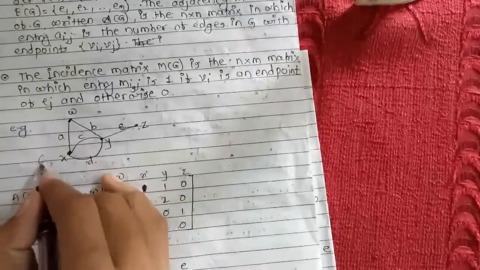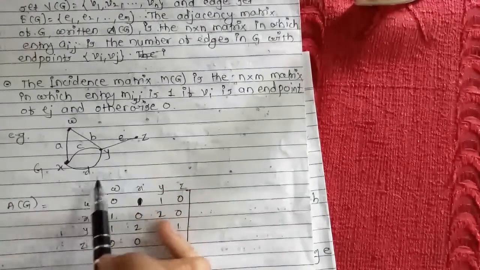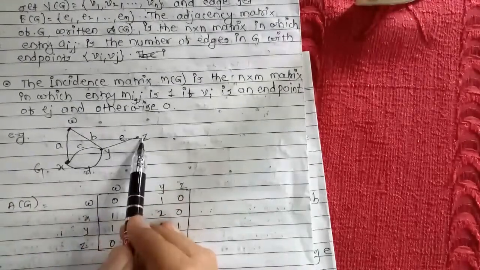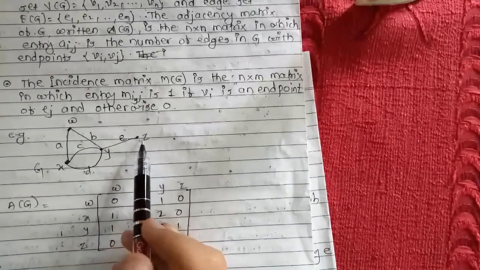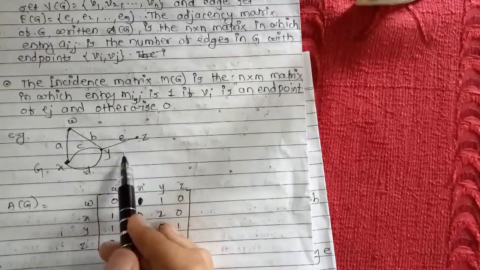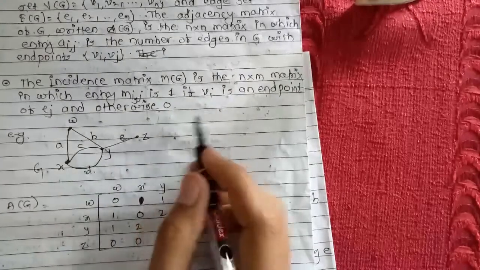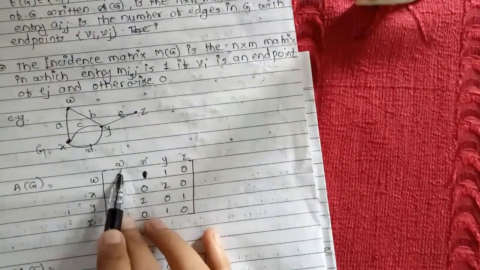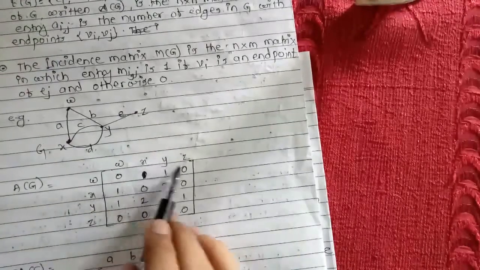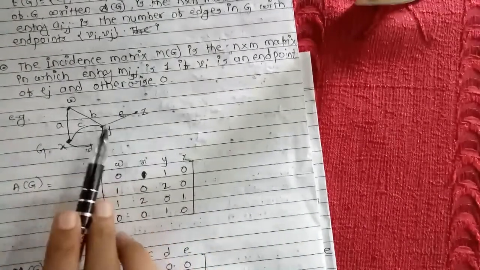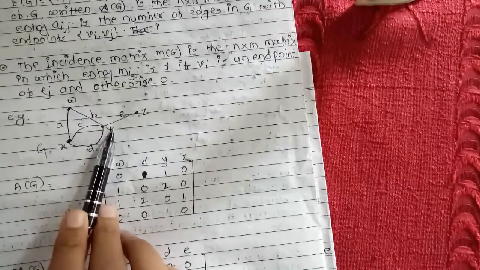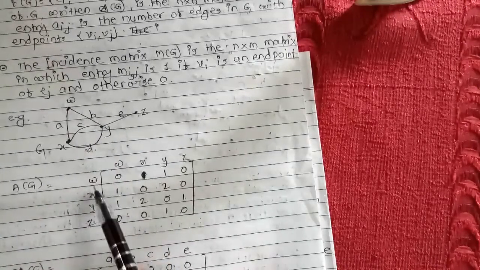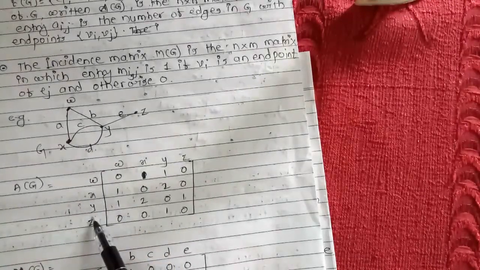This is a graph G. How many vertices are there? 1, 2, 3 and 4. There are 4 vertices, that means n is equal to 4. Therefore, the matrix A of G is a 4 by 4 matrix here. For the columns we give the names w, x, y, z. W, x, y, z are the vertices of this graph. Here, and also here, these are also vertices, right?